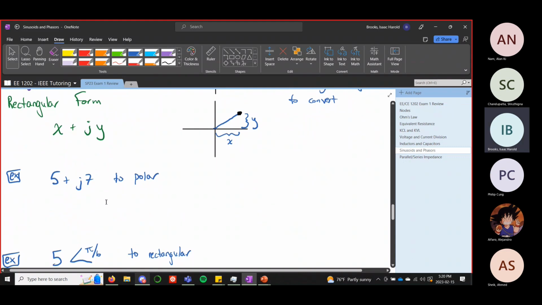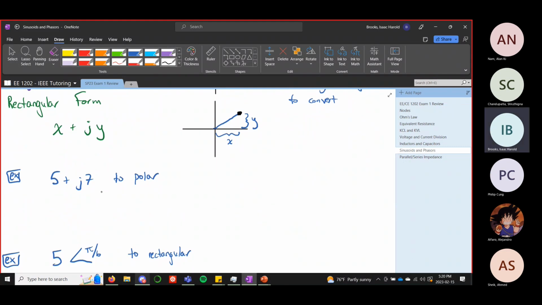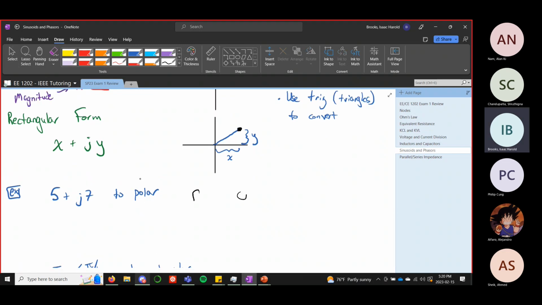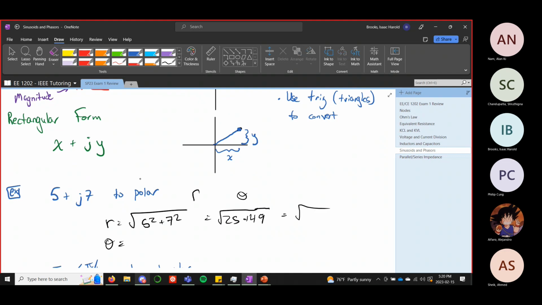So say that we wanted to convert this to polar. How do we do that? Right. So we need to get the r, and we need to get the theta. The r is the distance. So r equals the square root of 5 squared plus 7 squared, 25 plus 35, square root of 60. Okay. Theta equals... wait, 7 times 7 is 49. Good catch. So 25 plus 49 is 74. Okay.